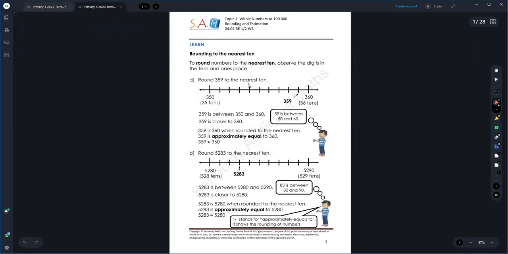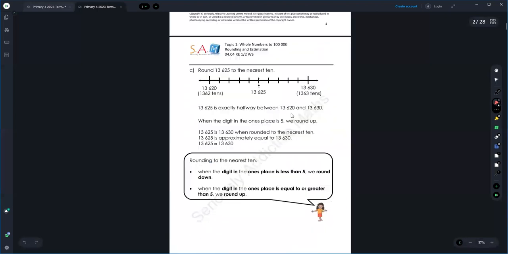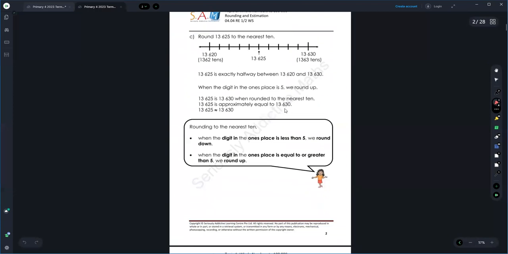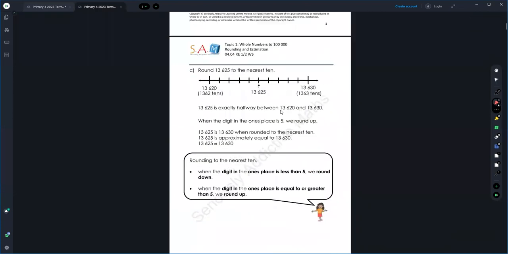Now we move on to book 2. For book 2, it's about rounding to the nearest 10. Here you can use number lines. Briefly go through with them. But I think what's more important is to teach them this method here, rounding to the nearest 10.